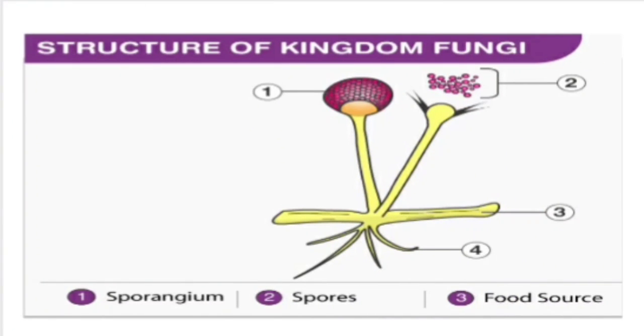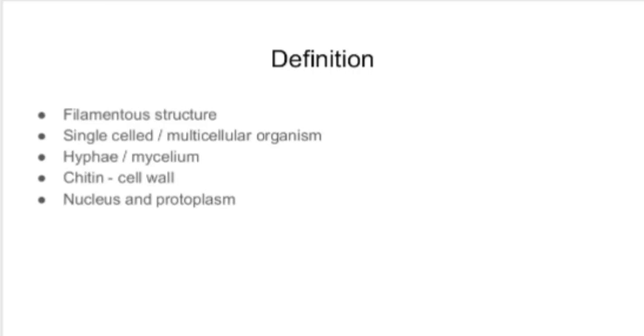Structure of kingdom fungi. The structure of fungi can be explained in the following points. Almost all the fungi have a filamentous structure except the yeast cells. They can be either single-celled or multicellular organisms. Fungi consist of long thread-like structures known as hyphae. These hyphae together form a mesh-like structure called mycelium. Fungi possess a cell wall which is made of chitin and polysaccharides.